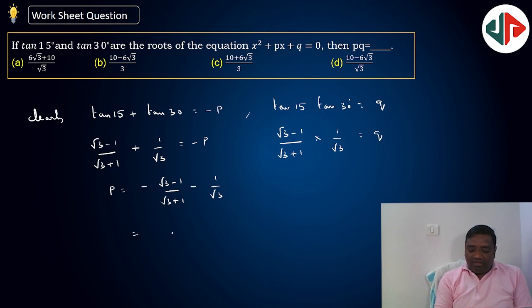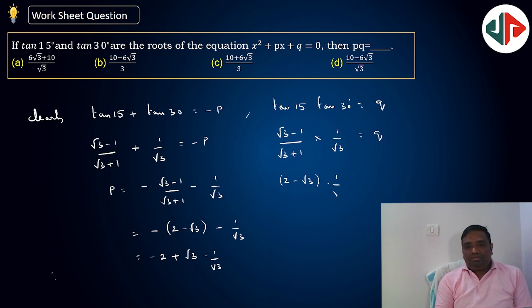Just we can multiply. If you take the LCM, then what value will exist? Otherwise, you can simplify this value. Root 3 minus 1 by root 3 plus 1 is 2 minus root 3, plus 1 by root 3. So this value is minus 2 plus root 3 minus 1 by root 3. In the same manner, this is also 2 minus root 3 into 1 by root 3, which is equal to q. So q is equal to 2 by root 3 minus 3.